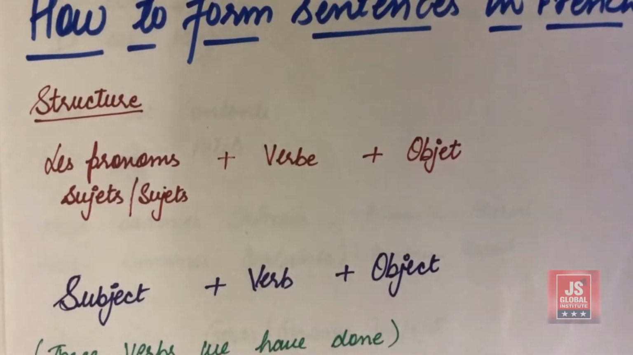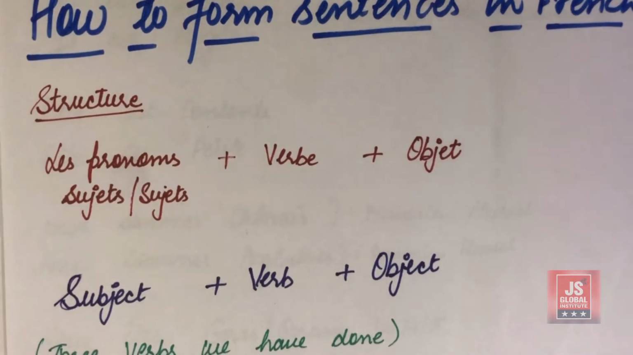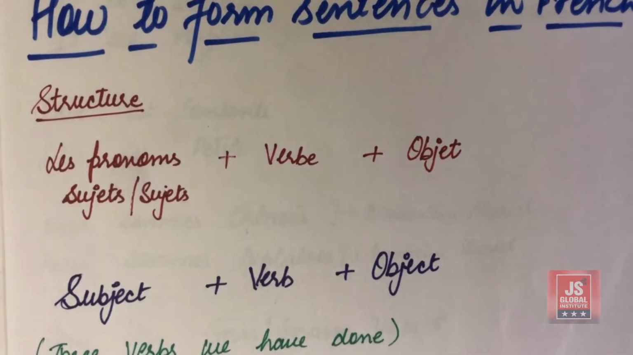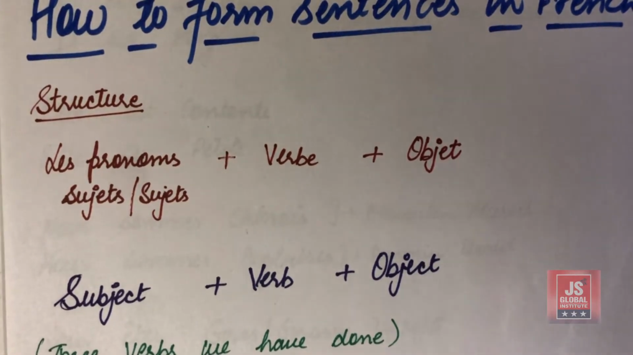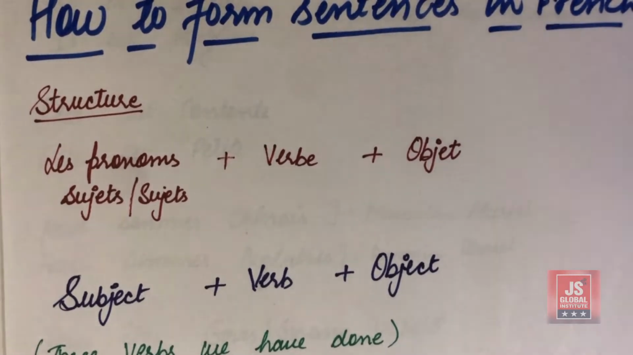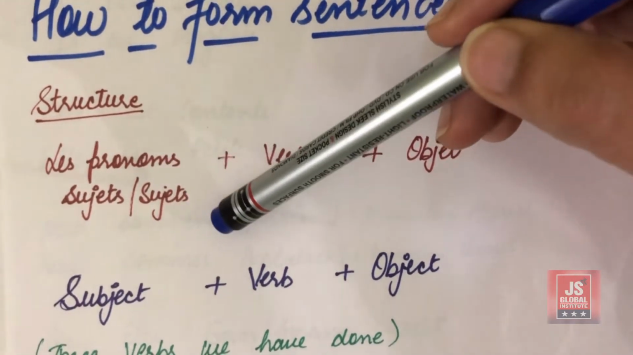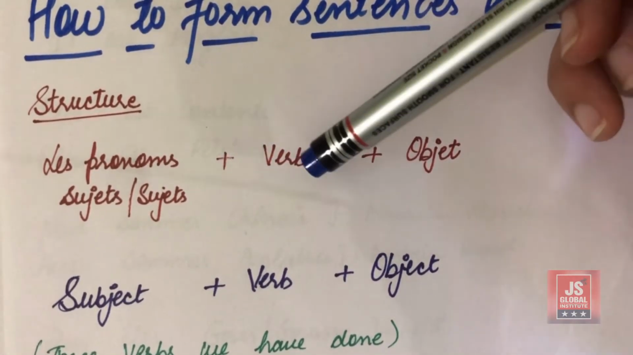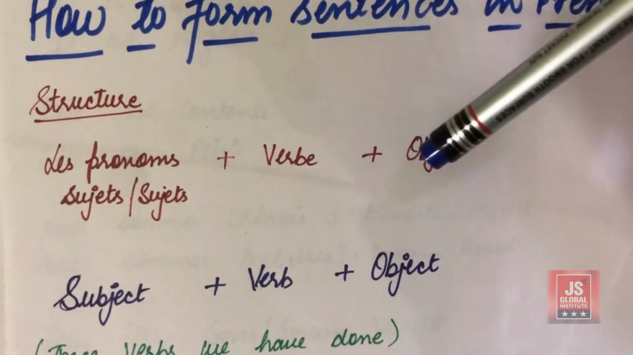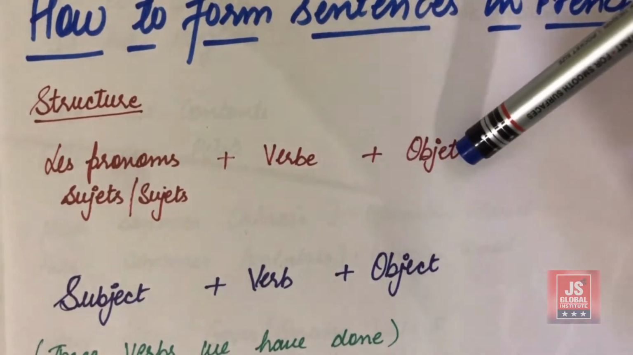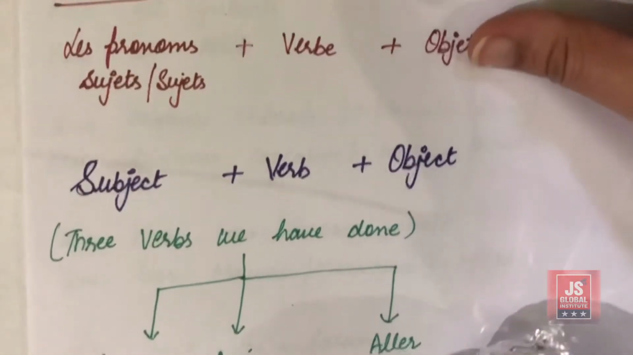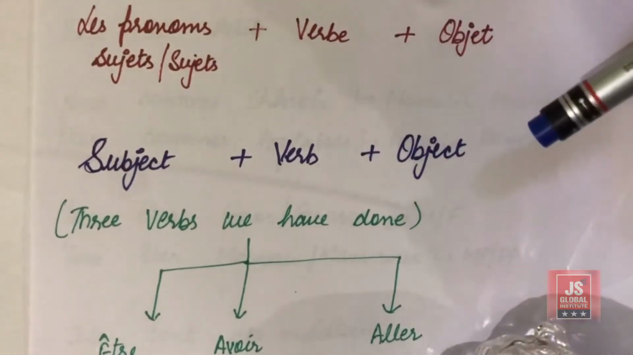So students, we all know that if we want to form some sentences, basically the simple sentences, we have to follow a structure to form it. Same is the case in English, that we use a structure to follow. Initially there is subject, then verb, and then object. Same is the case with French. Here also, number one thing is les pronoms sujets, that is the subjects, then is verb, which is called verbe in French, and then is objet, which is object. Okay, so this is what I have written, that is subject plus verb plus object.